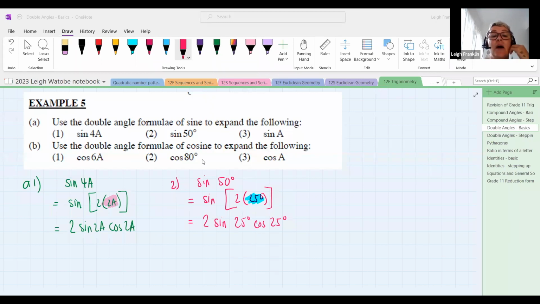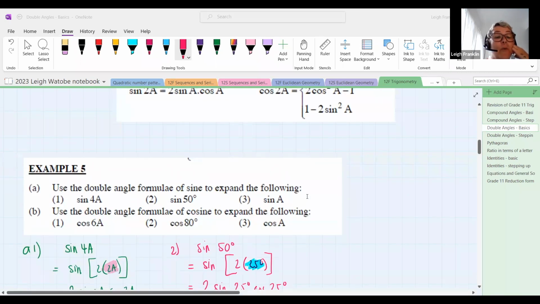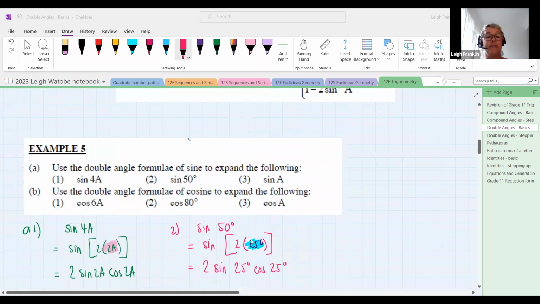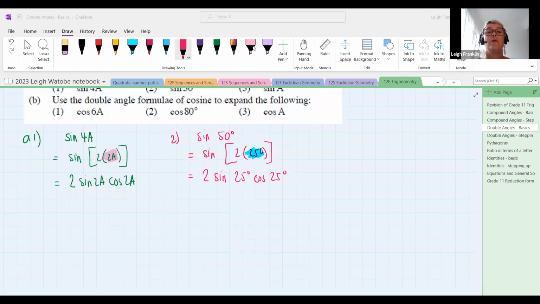Because it's part of our identity. Going back to here, that's where the cos comes from. So sine A plus A is sine A cos A plus cos A sine A. So that's why it's equal to 2 sine A cos A. It comes from the identity. I know you're going to ask that a lot. It's a very, very common question: why is there now suddenly a cos A in there? It's because of the identity.